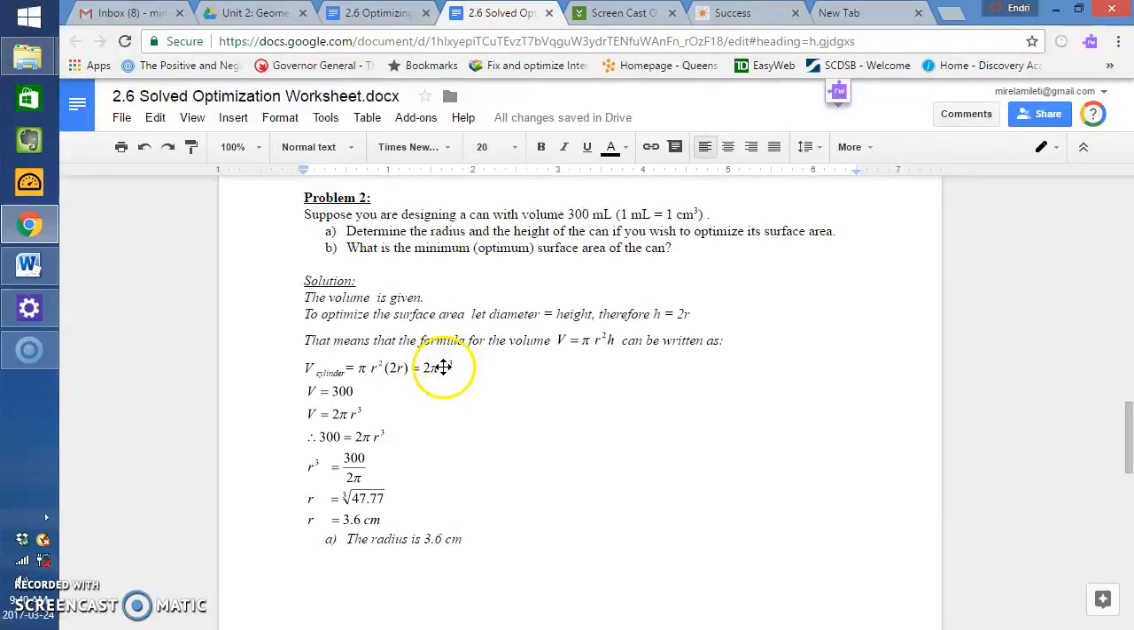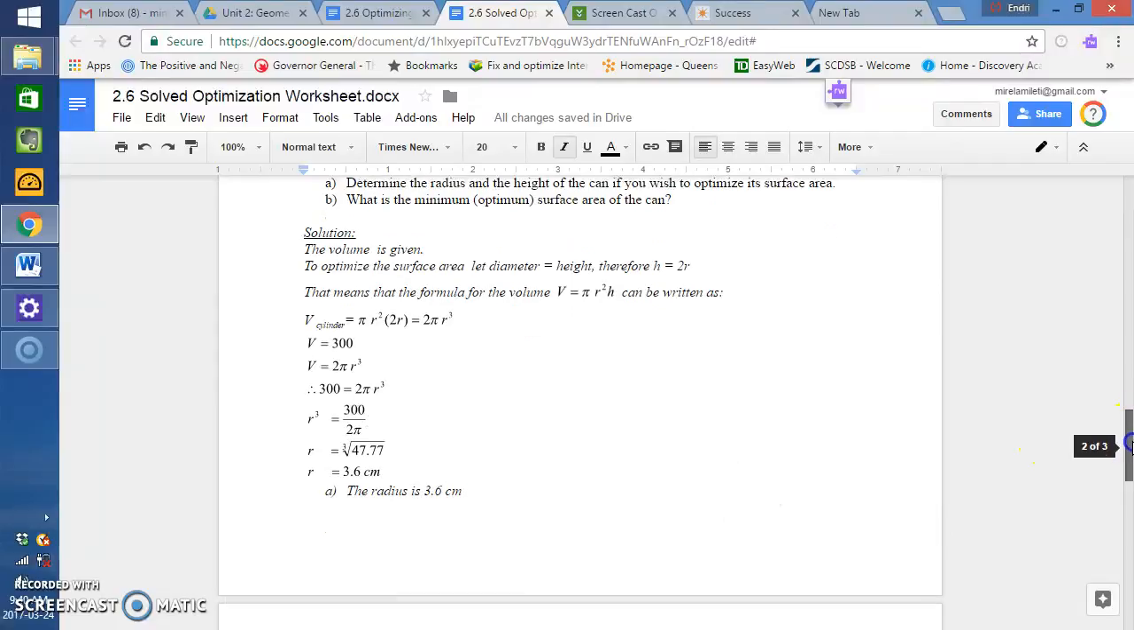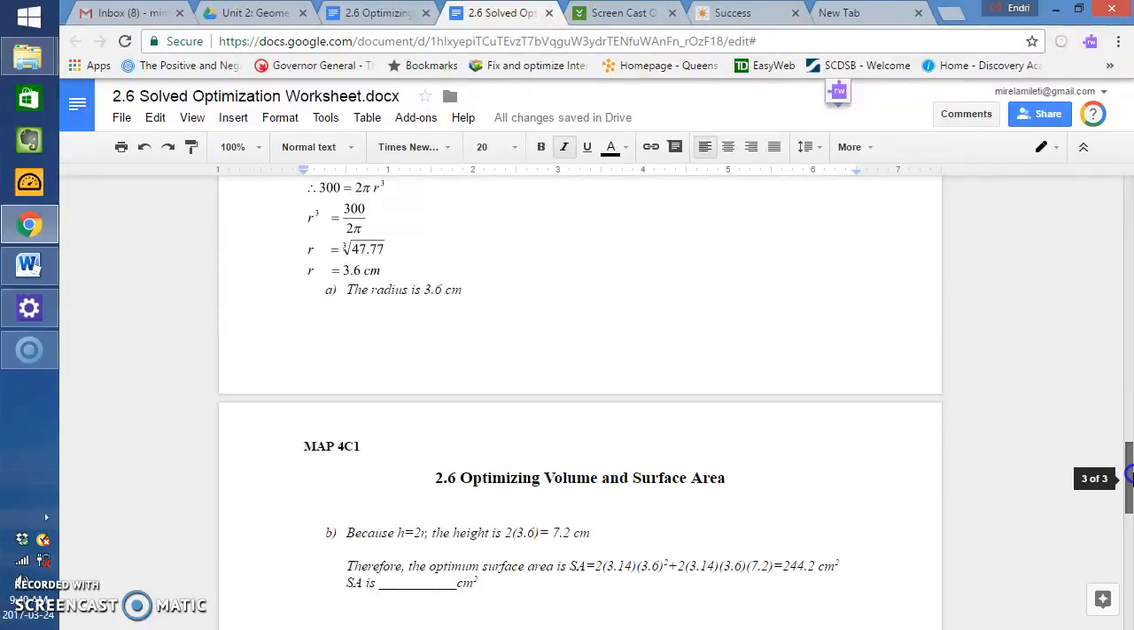Now here we're going to isolate and figure out what the radius is. We have the volume 300. Substitute that into that formula, and we're left with only one variable, r. Isolating by dividing both sides by 2 pi, and then taking the third root on both sides, we end up with a radius of 3.6 centimeters. Now that we have the radius, we can figure out the height. The height is 2 radiuses, right? So the height of this cylinder will be 7.2 centimeters.